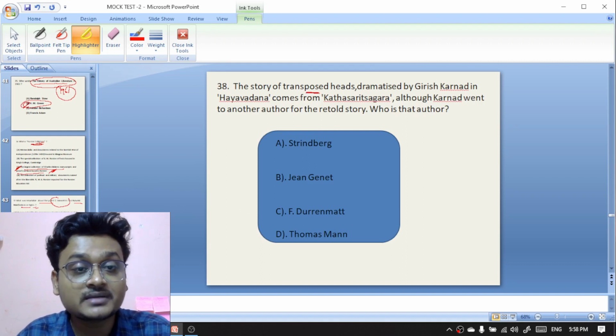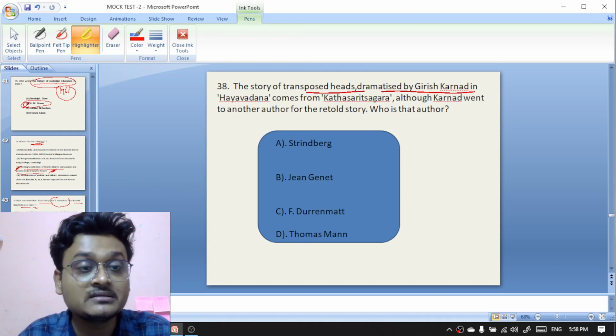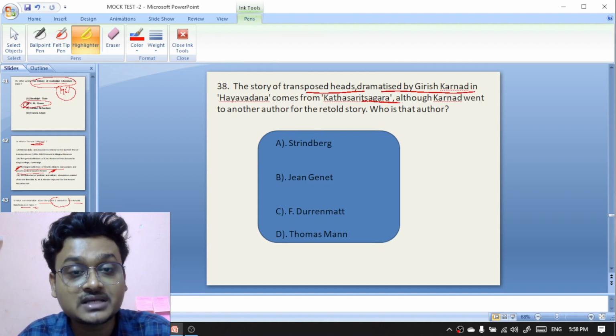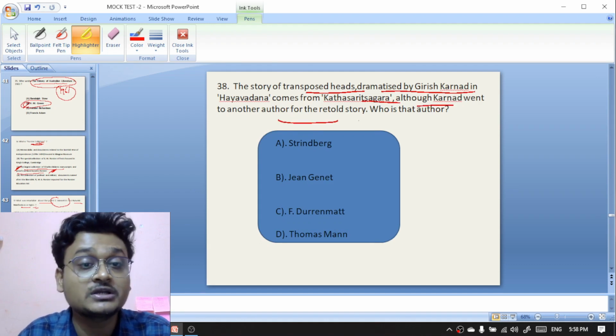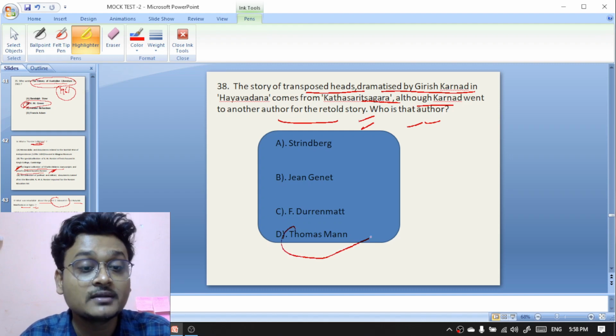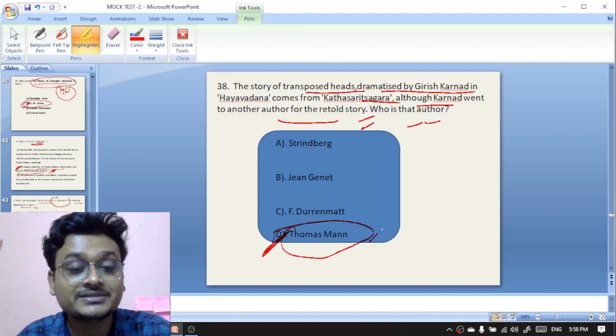The story of the Transposed Head, dramatized by Girish Karnad in Hayavadana, comes from the Kathasaritsagara, although Karnad went to another author for the retold story. Who is the author? It is Thomas Mann. D is the right option here. Thomas Mann, The Transposed Head.